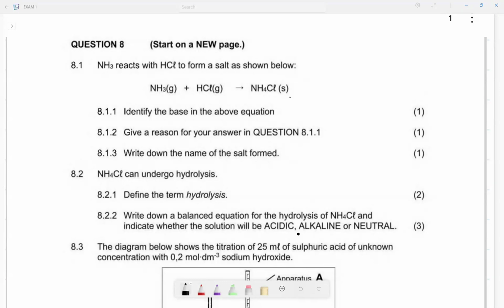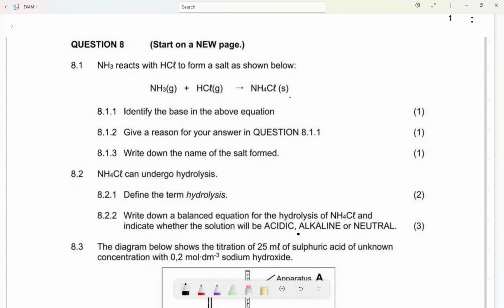In today's video, I want us to look at an acid-base type of question. It says NH3 reacts with HCl to form a salt. Remember, NH3 is a base, and HCl is an acid. The reaction of an acid and a base results in a salt and water, but in this case, there was no water. So they say identify the base in the reaction.